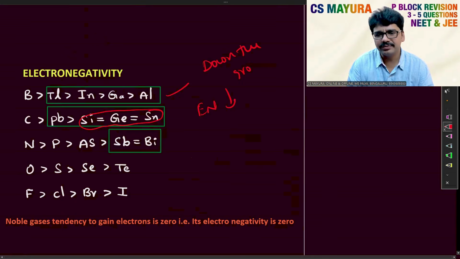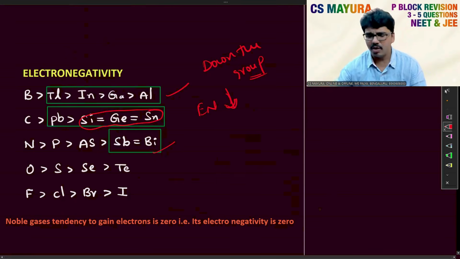Down the group, electronegativity decreases. This is our expectation. But here silicon, germanium, tin are equal, and antimony, bismuth are equal. In others, no exception. Oxygen to tellurium electronegativity is decreasing, and fluorine to iodine electronegativity is decreasing.